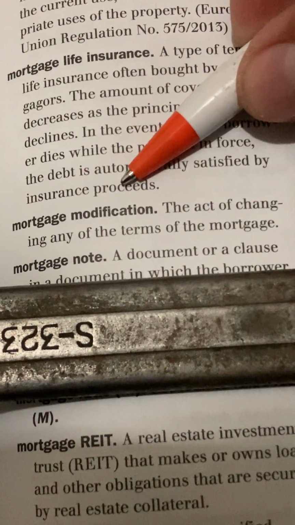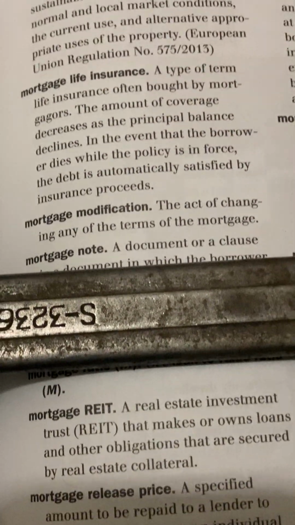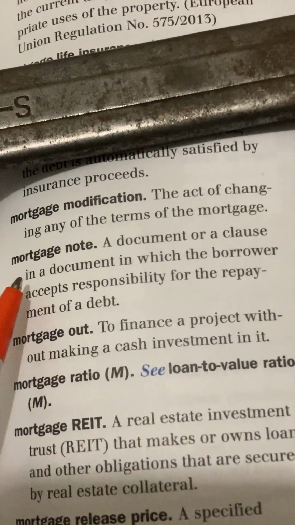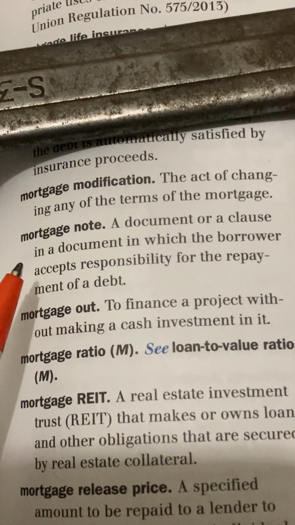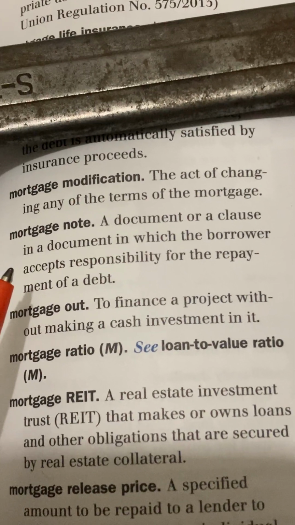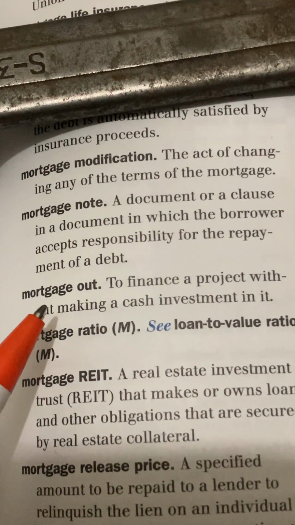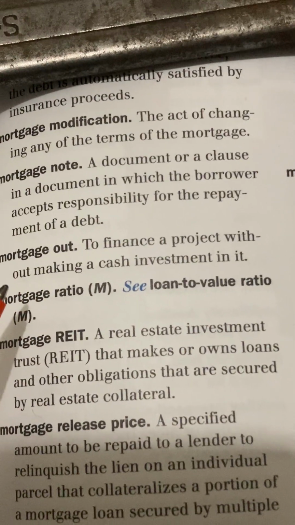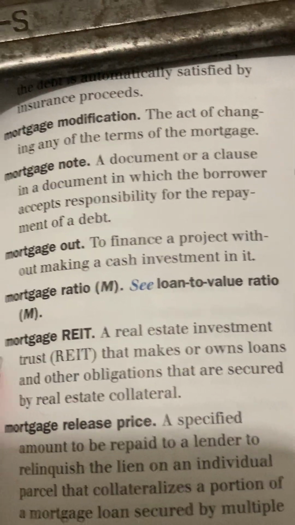Mortgage modification. The act of changing any of the terms of the mortgage. Mortgage note. A document or a clause in a document in which the borrower accepts responsibility for the repayment of a debt. Mortgage out. To finance a project without making a cash investment in it.